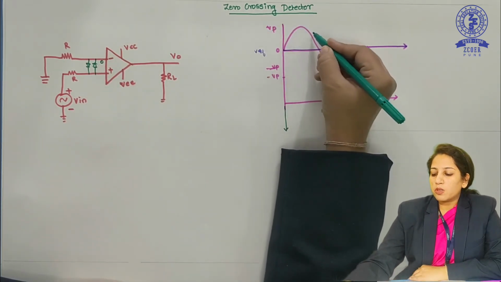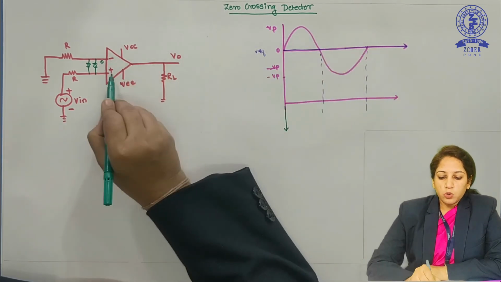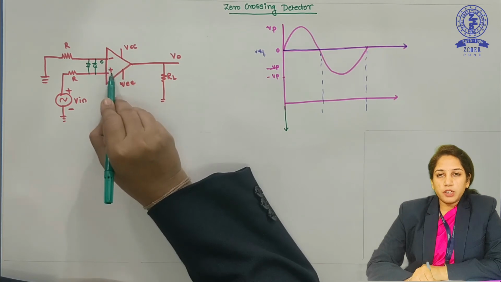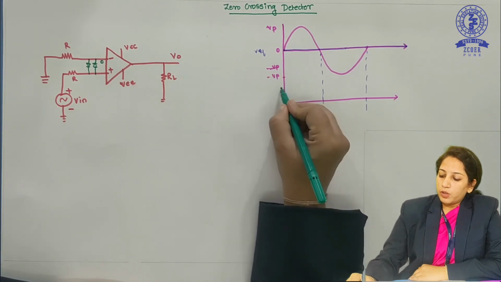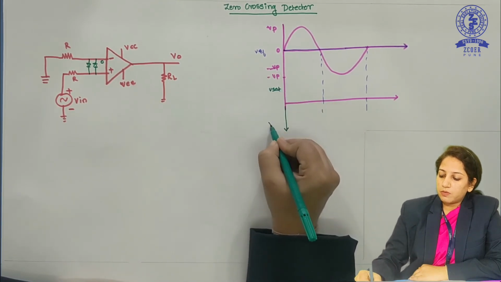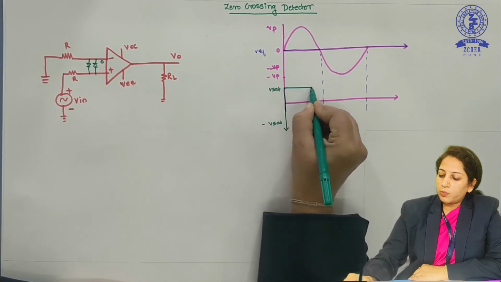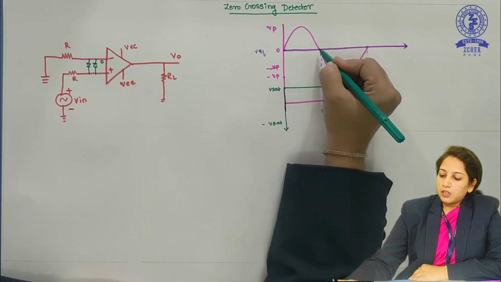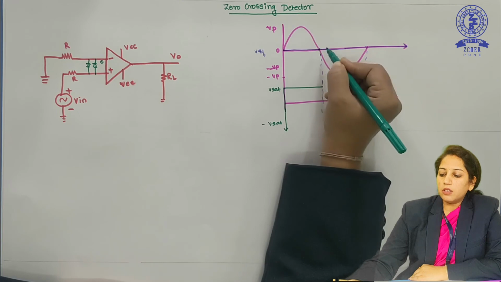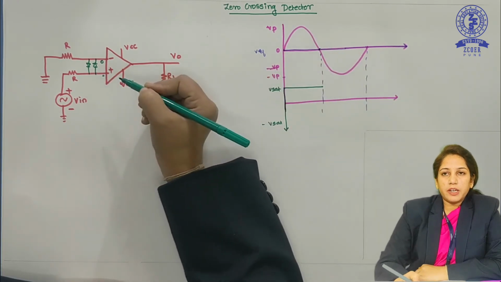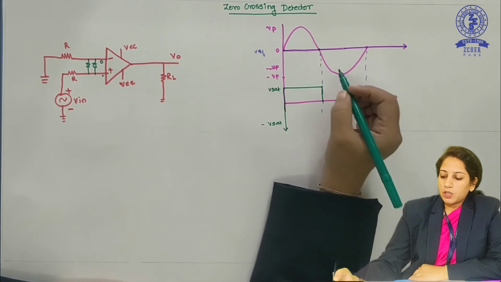Here V in is positive, so this voltage is more than the 0 voltage. My voltage on the non-inverting terminal is more than the inverting terminal, so I will get the output in positive saturation. As my V in goes on decreasing and reaches the 0 level, both are 0, so the output will come to the 0 level.